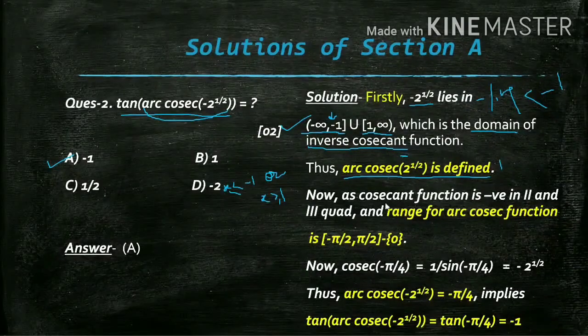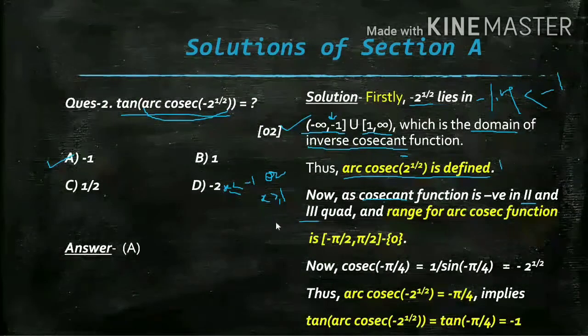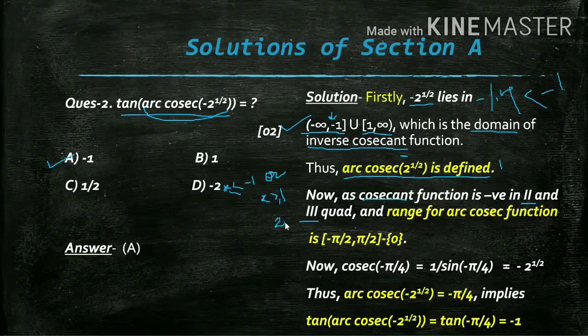Now what you need to do? Now it is basically negative. So in which quadrants is the cosec function negative? In the second and in the third. So you're done with this second step as well.